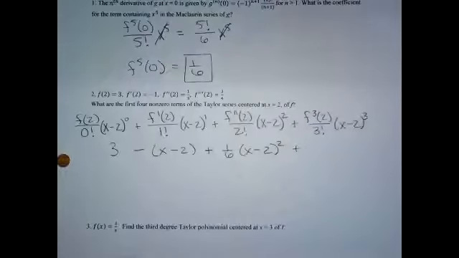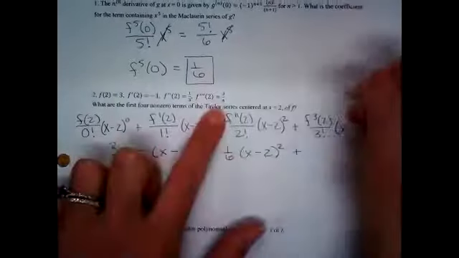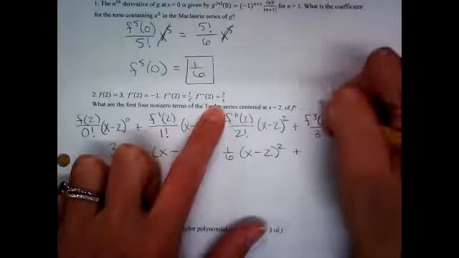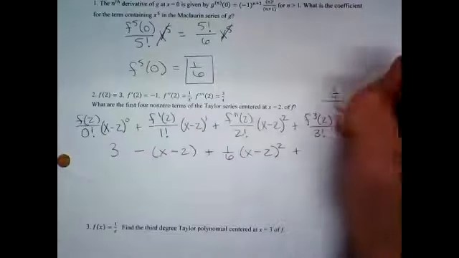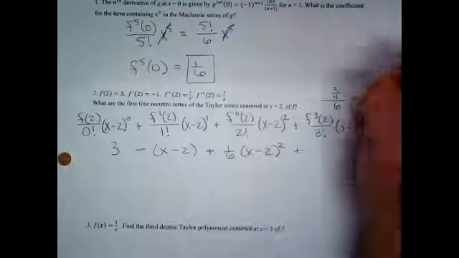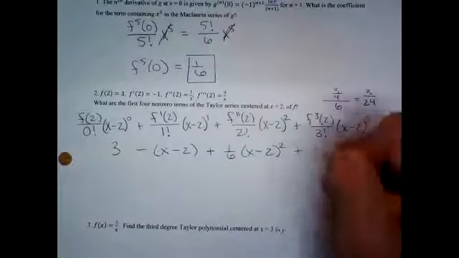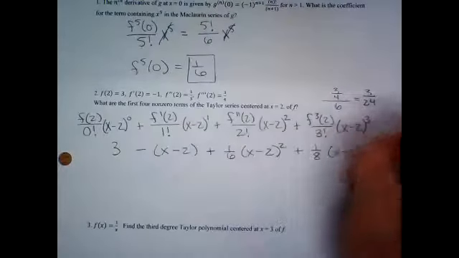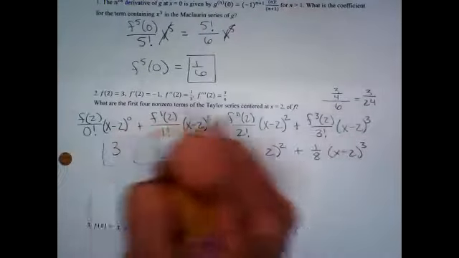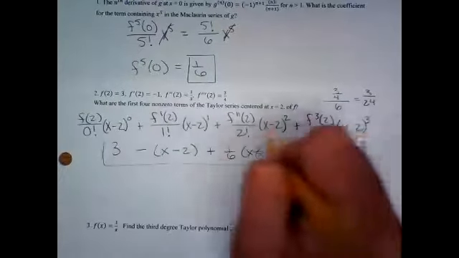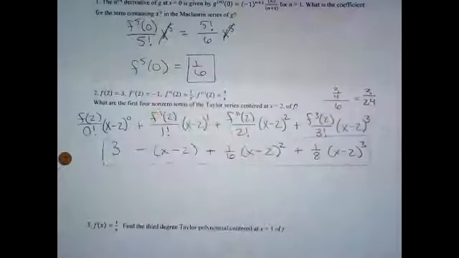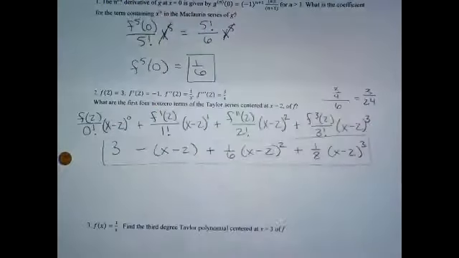And then the last one, the third derivative is 3/4. I'm just going to write this off to the side. It's 3/4 over 3 factorial is 6. So that would be 3/24. So 1/8 x minus 2 cubed. I do want you to simplify the fractions because a lot of times these do end up being multiple choice questions and you're going to have to simplify them.